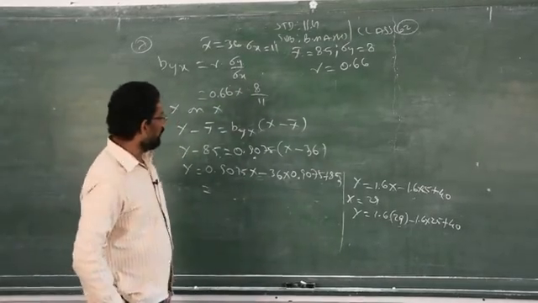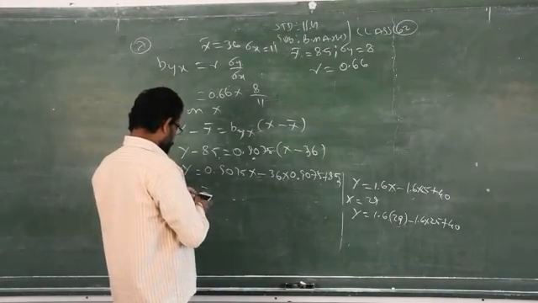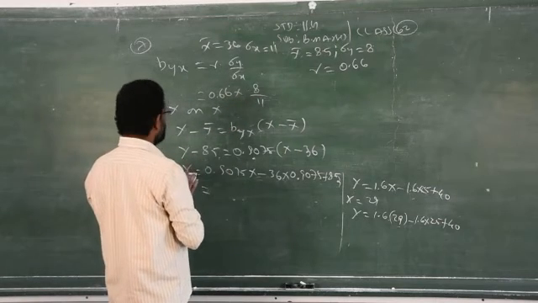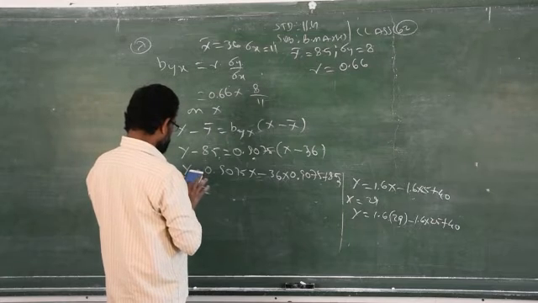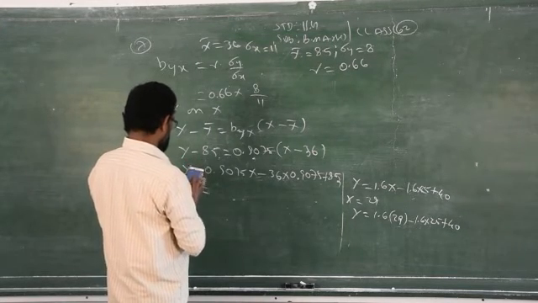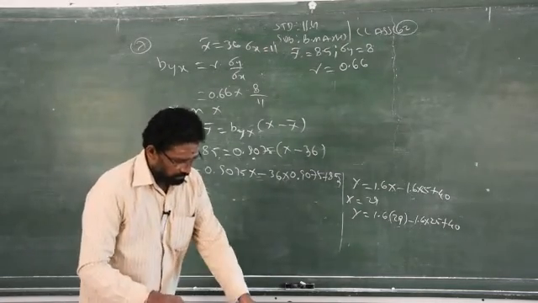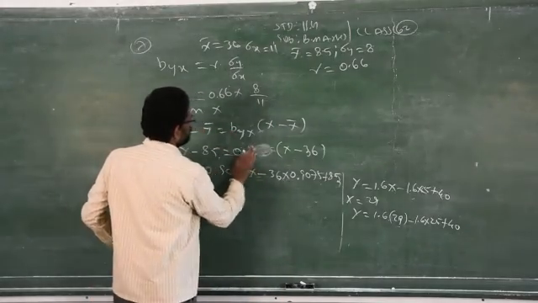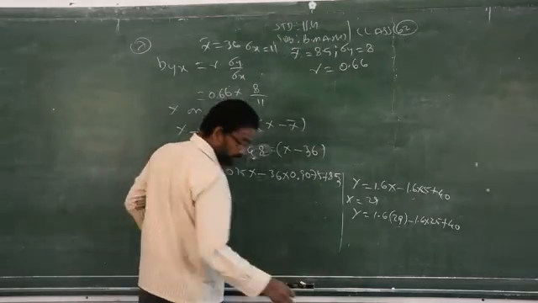Clear? By using the calculator, we will check now. First you multiply, then you divide. You will get the required answer. 0.66 into 8. Then divide by 11. So we will get 0.48. So you see, I wrote, be careful, 0.48. That's why I told you.